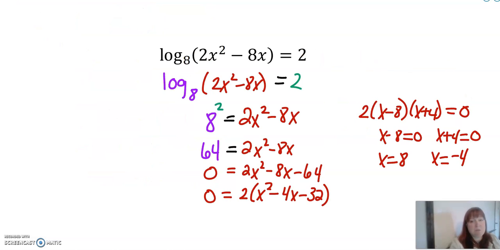And then we're just going to plug them back into here and make sure we don't come out with a negative number. If I plug in 8, I'm going to get a positive number. And if I plug in negative 4, I actually get a positive number as well. So both of these are solutions. So that means that if I plug in either one of those, I end up with a true statement.